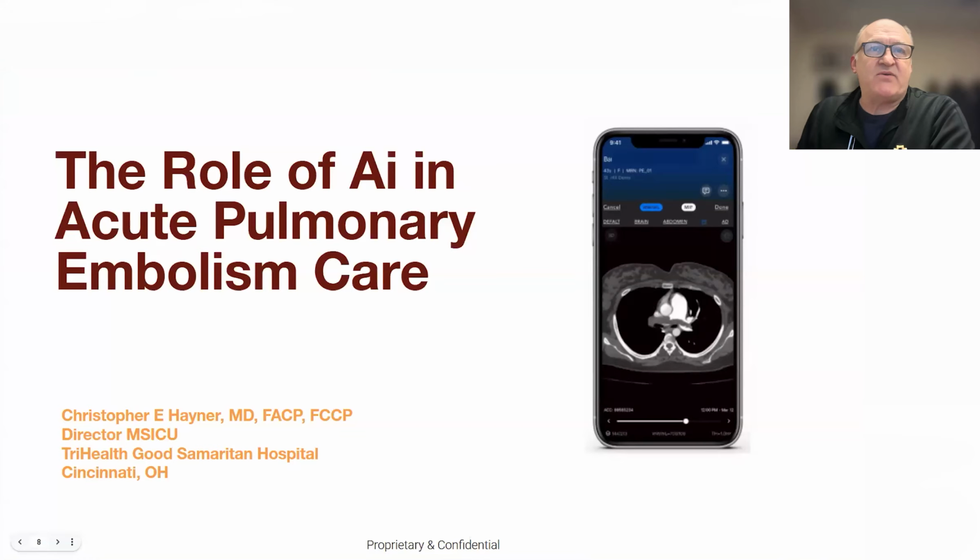As background, I'm a pulmonary critical care physician. I practice in Cincinnati, in a hospital system that operates 6 hospitals, including 2 tertiary care hubs and 4 spoke hospitals. And for some historical background, we've had a sort of quasi PE response team for about 7 years, but started using an AI-based platform about 3 years ago to really improve the care of the patients in several ways.